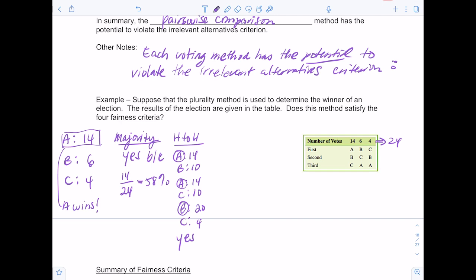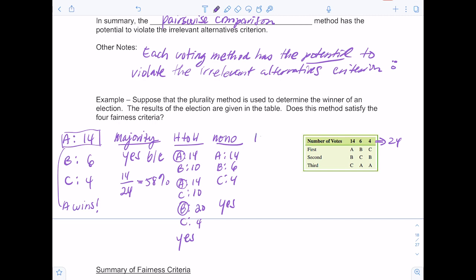So yes, it satisfied the criterion. Okay. Now let's do the monotonicity, the one that we talked about today. Here we're going to think of this as doing plurality with elimination. So we have A was 14, B is 6, C is 4. We already know that A has a majority, so we don't even need to do another round of voting. A automatically wins, so therefore, this does satisfy the criterion.